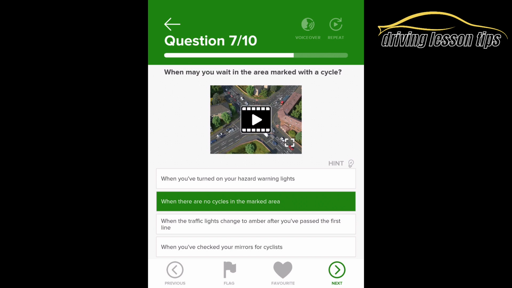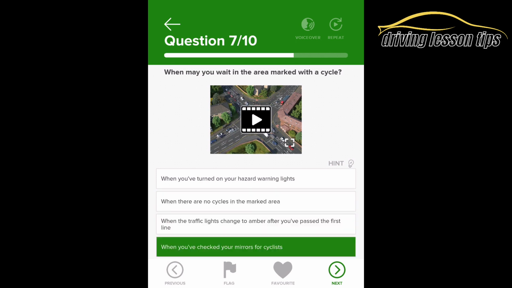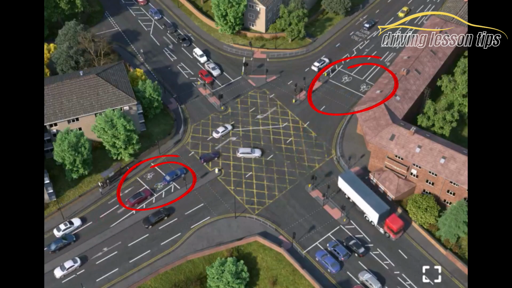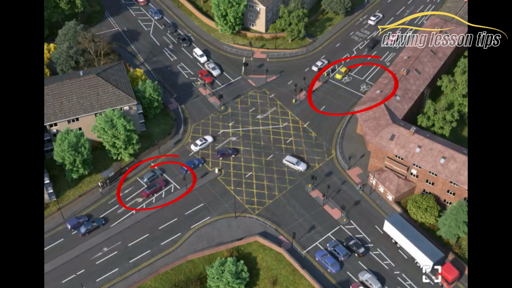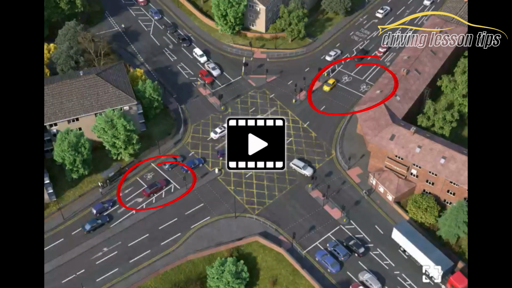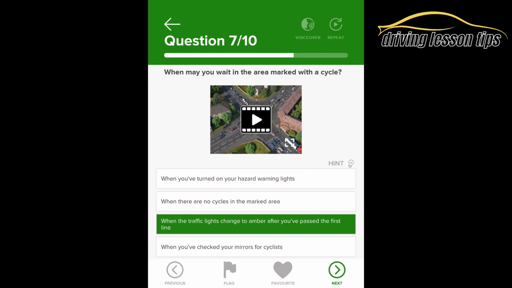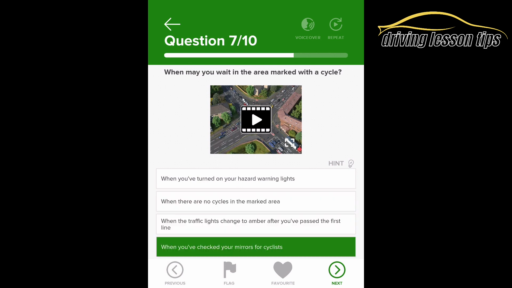When you've turned on your hazard warning lights, when there are no cycles in the marked area, when the traffic lights change to amber after you've passed the first line, or when you've checked your mirrors for cyclists. Let's watch the video. So let's read the question again. When may you wait in the area marked with a cycle? If you look at the video, let's look where the areas marked with the cycles are. There's the cycle box there. When may you wait in the area marked with a cycle? Okay, when you turn your hazard warning lights on, when there are no cyclists in the marked area, when the traffic lights change to amber after you've passed the first line, or when you've checked your mirrors for cyclists.